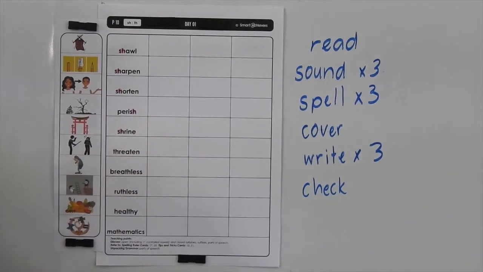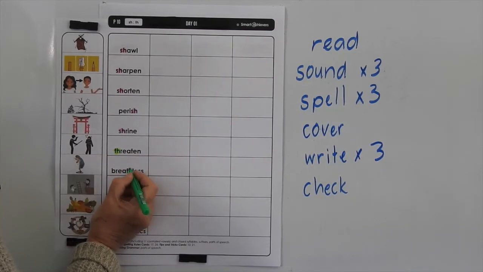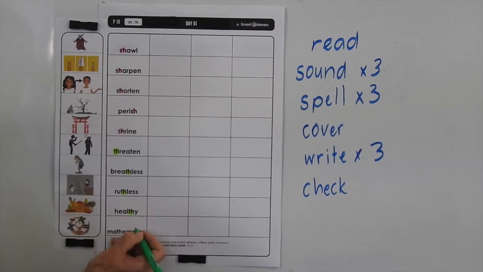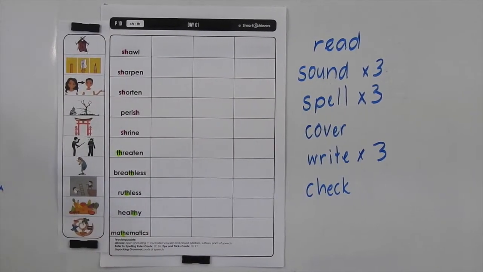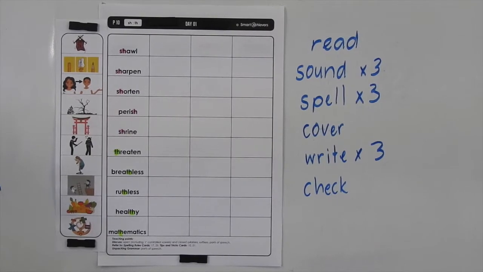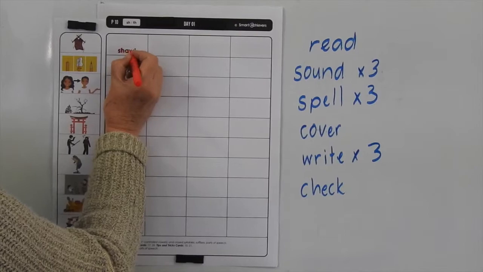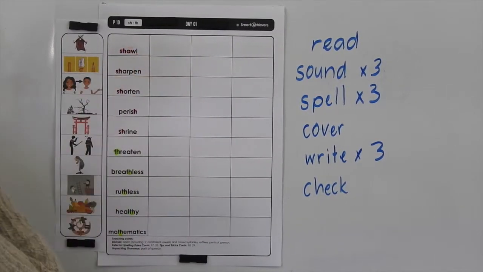So change colours, and we'll highlight the TH in these, making the th sound. Threaten, breathless, ruthless, healthy, and mathematics. Now with another colour, let's go back and highlight the other things we can see. So in shawl, we've got the AW making the OR sound. Because that's a long vowel sound, we only put one L at the end.